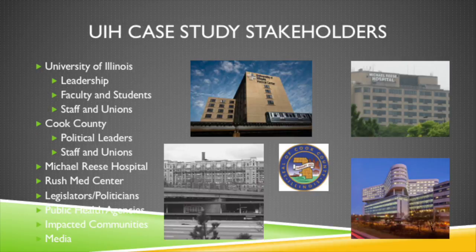In creating a strategic plan, you first need to identify the stakeholders and engage them. Here is listed the University of Illinois stakeholders: the leadership, faculty, students, staff, and union. At the Cook County, it was the political leaders, staff, and union, the hospital administrators, the Rush medical centers, any politician, public health agencies, any impacted community, and the media.